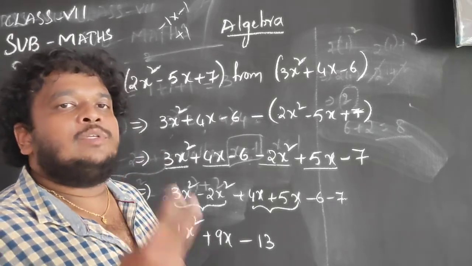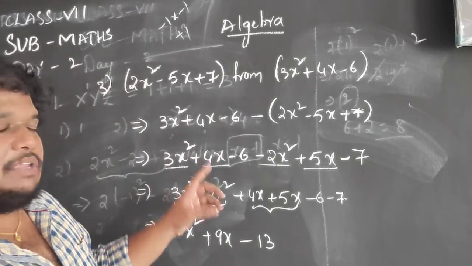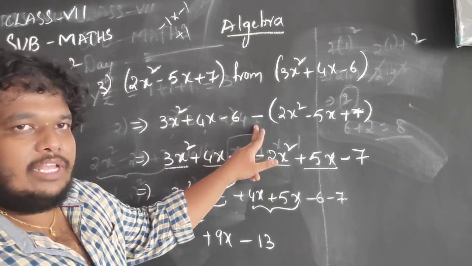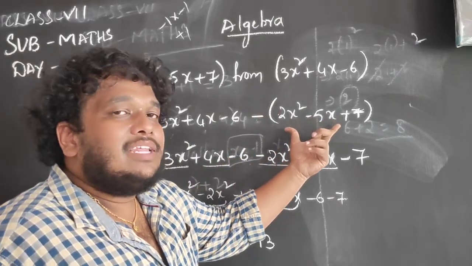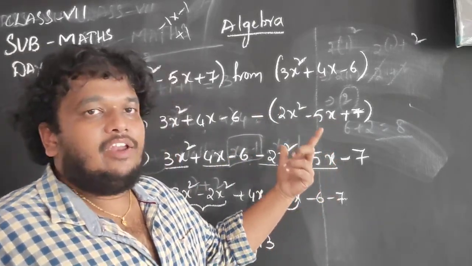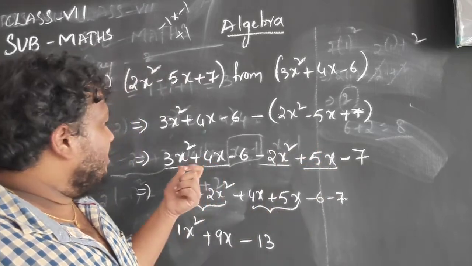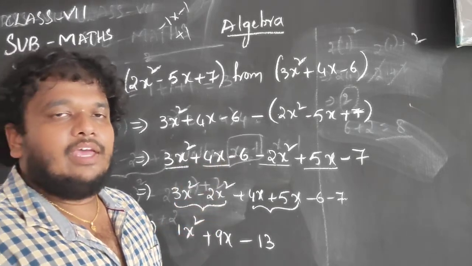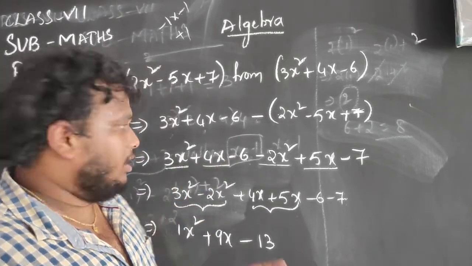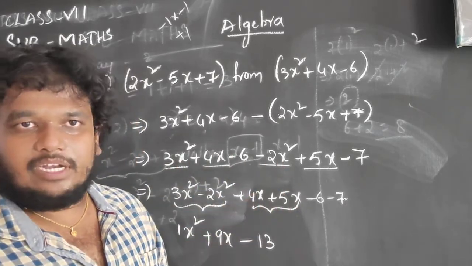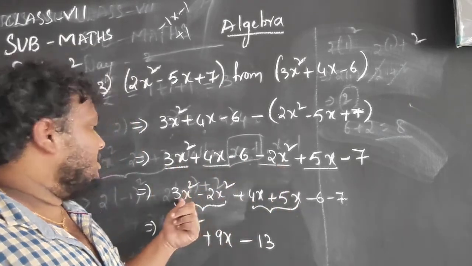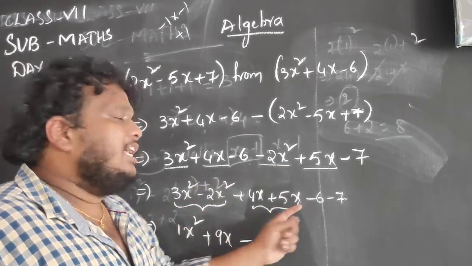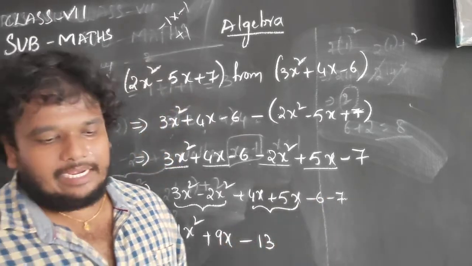Which is the option here? The second option is the correct answer. Is it clear? So I repeat: whenever you are subtracting two expressions, the symbols will be changed, and then you have to solve the like terms together. 3x square and 2x square are the like terms, yes or no? So 3x square minus 2x square is 1x square, and 4x plus 5x is 9x, and minus 6 and minus 7 will be minus 13. Is it clear?